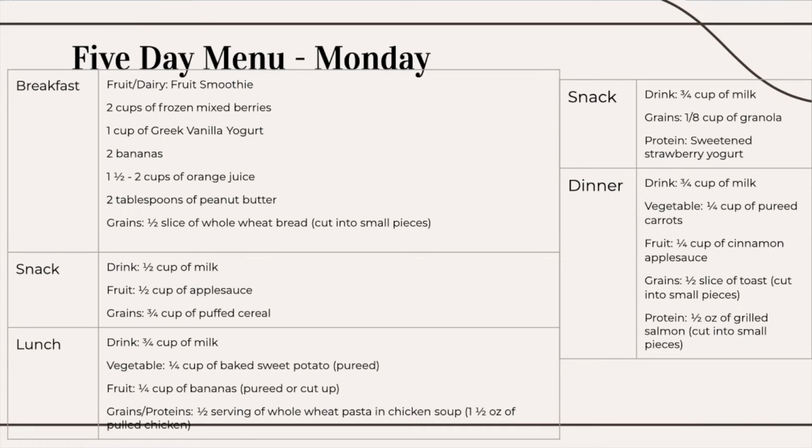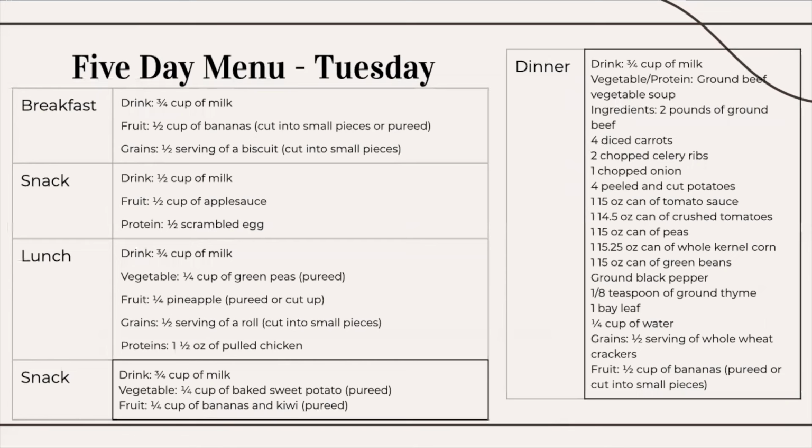For their afternoon snack, they can have 3/4 cup of milk, 1/8 cup of granola, and they can mix that in with some sweetened strawberry yogurt. And then for dinner on Monday, they can have 3/4 cup of milk, 1/4 cup of pureed carrots, and 1/4 cup of cinnamon applesauce. And for their grains, they can have half a slice of toast cut up into small pieces and half an ounce of grilled salmon cut up into small pieces, or maybe pulled into smaller pieces as well.